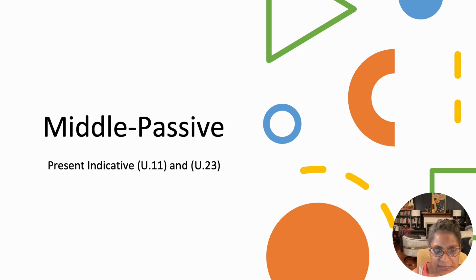Welcome, everyone. So today I'm going to talk about the middle passive indicative in the present system. And for further details, you can find that in Mastronarde's units 11 and 23. 11 goes into the meaning of the middle passive, and 23 just gives you the endings for the mi verbs. So let's get going.